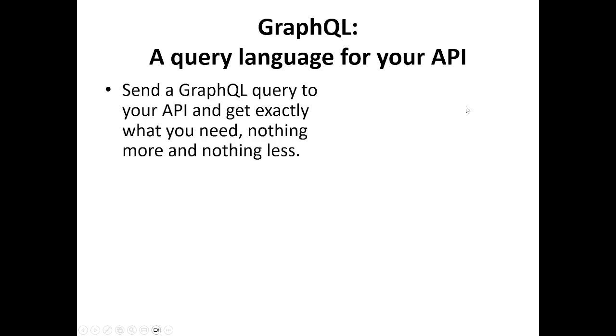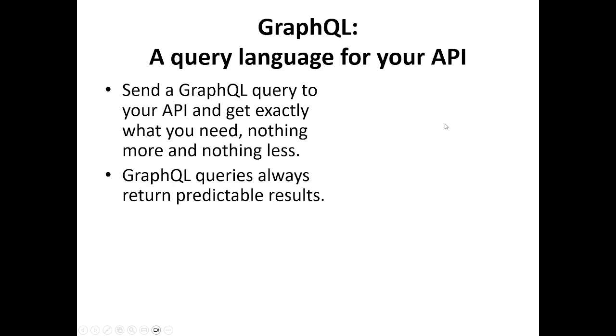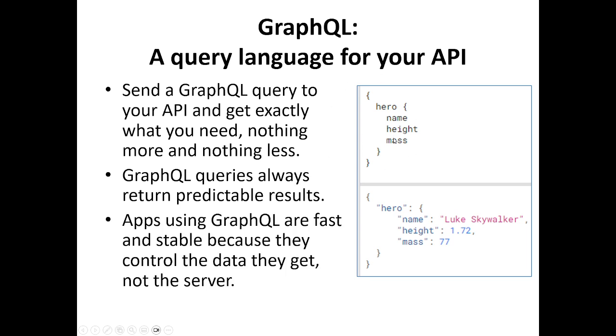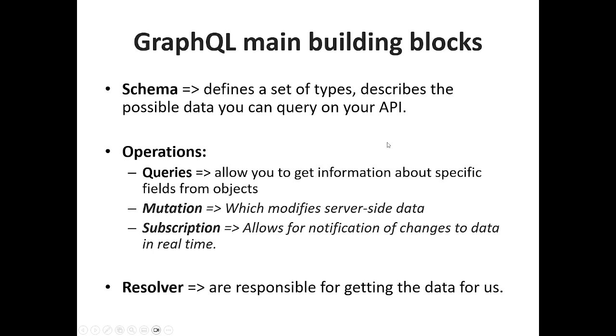GraphQL is a query language for our API, sending a GraphQL query to the API and getting exactly what we need. Nothing more, nothing less. GraphQL queries always return predictable results, and as we saw on the official website, we know how this query looks. Apps using GraphQL are fast and stable because they control the data they get, not the server.